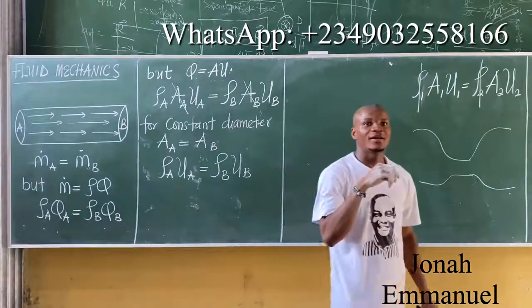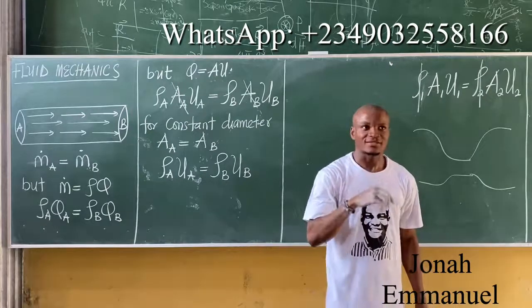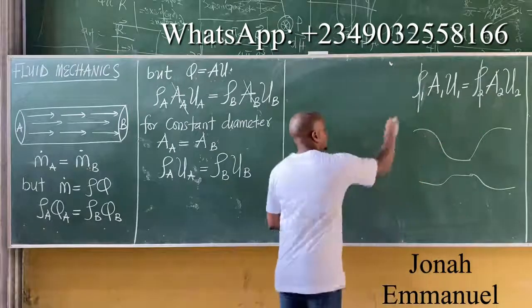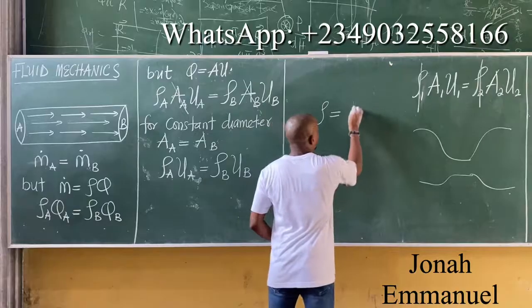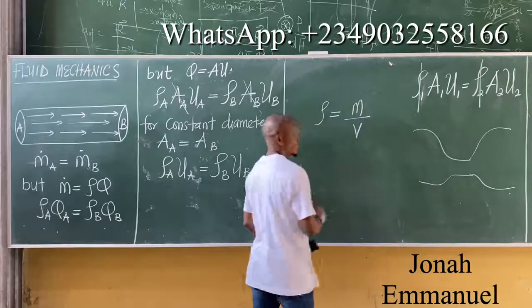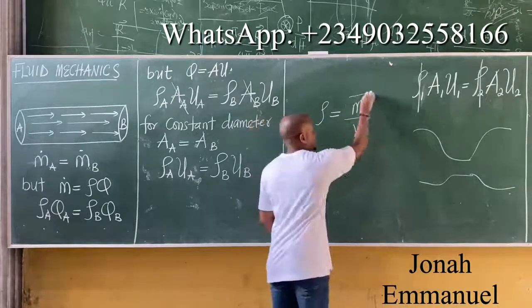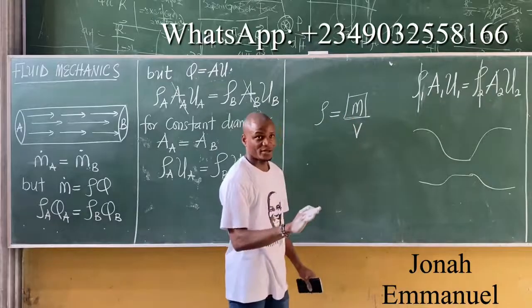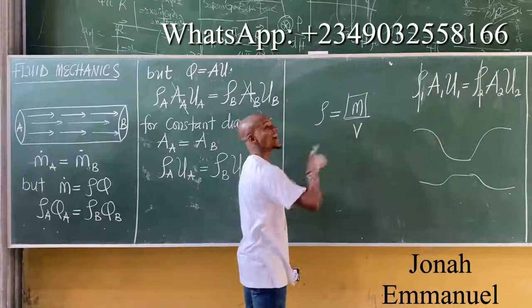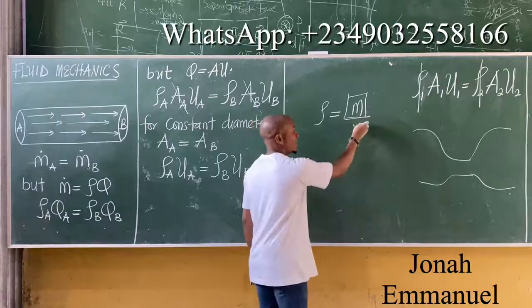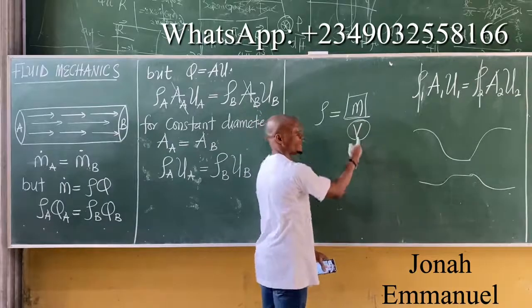Why? That's it. See something. Density is equal to what there? Mass over what there? Volume. We know that mass is constant, so set to, no problem there. That means density to a high extent is determined by what there? Volume. Not just mass, but volume.